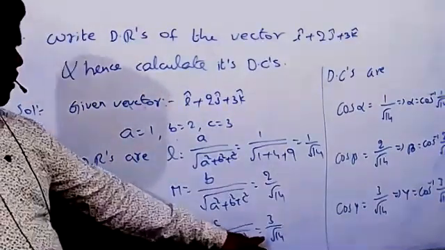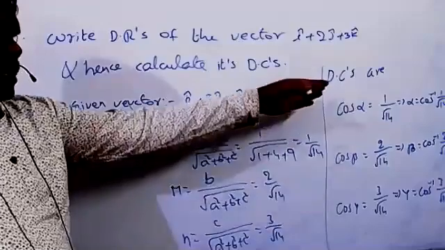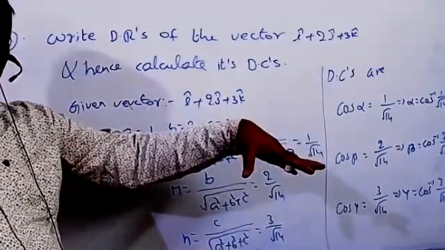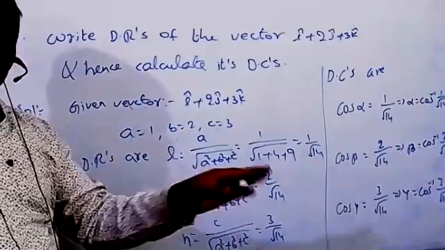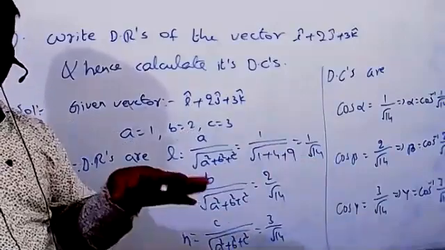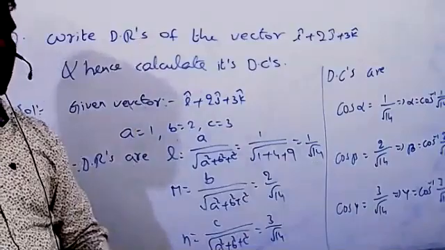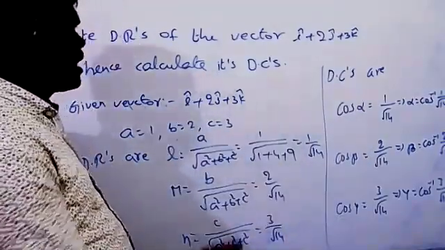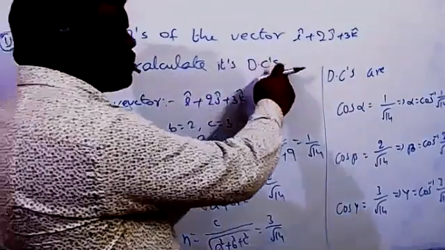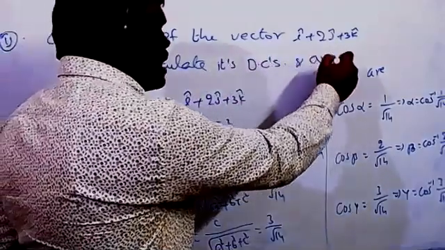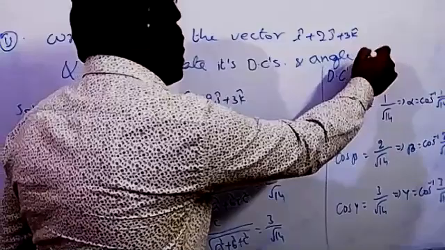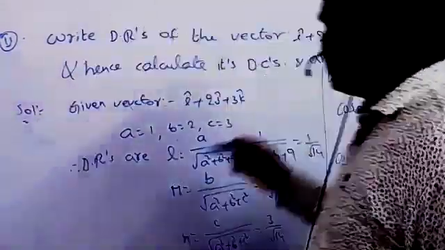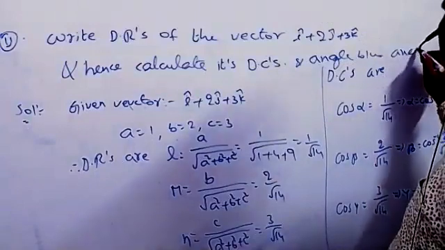This is enough up to here now. Actually there is no need to take this value. But suppose sometimes there are questions like find the angle between the lines, or find the angle between the axes. Then you can continue that. Here also you can write: hence calculate its direction cosines and angle between axes.